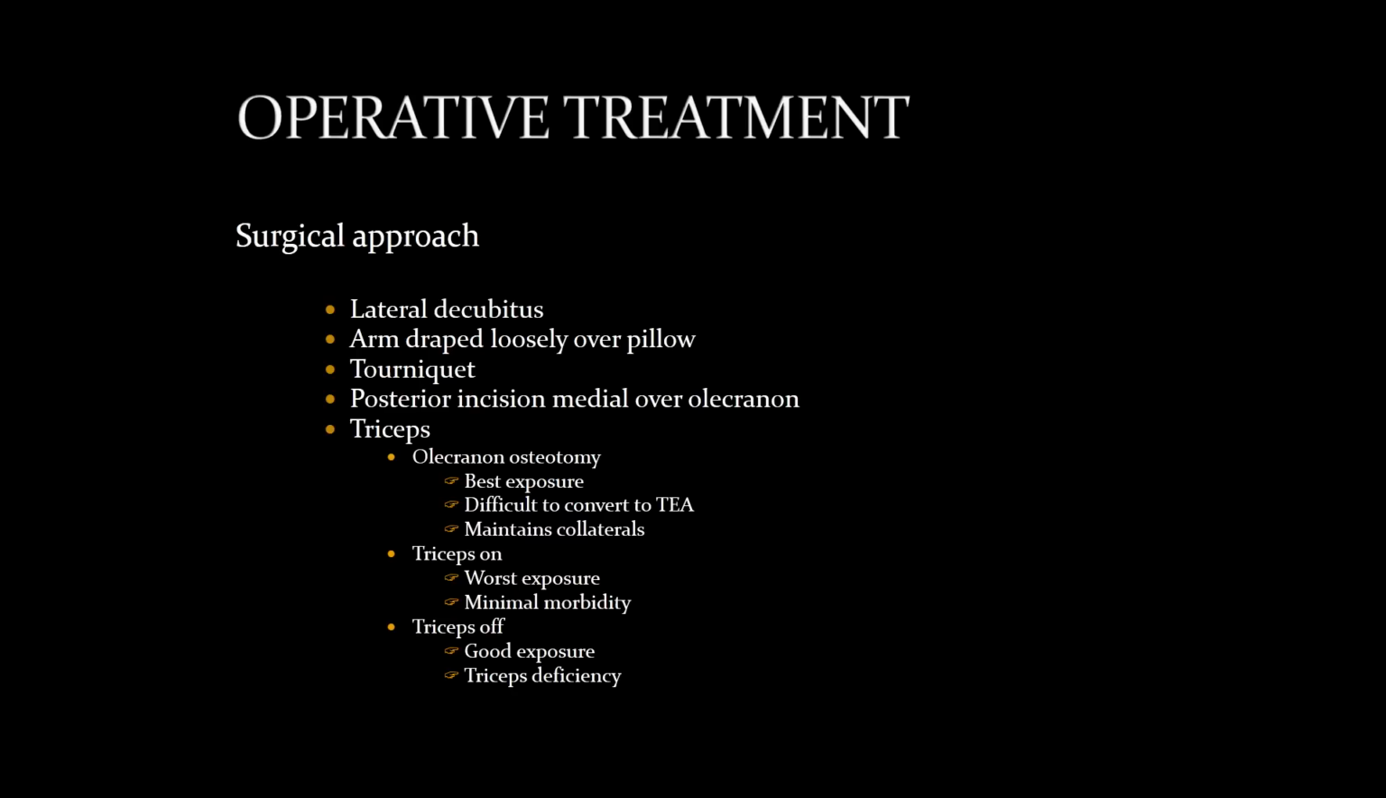And this is the key to the thing. It is to fix the fragments. You need to be able to see what you're doing. The problem with the olecranon osteotomy is that it's very difficult if you need to convert to a total elbow arthroplasty. It does maintain the collaterals. The triceps on approach is the least morbid to the patient. It gives the best mobilization, but it is very difficult to see. And I think if you have any intra-articular fracture, you should rather do an olecranon osteotomy. However, with supracondylar fractures, we can get good results with the triceps.